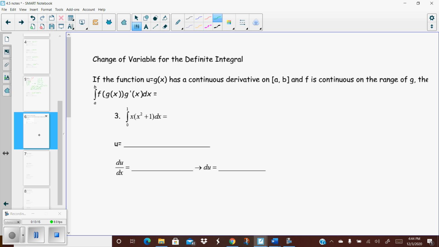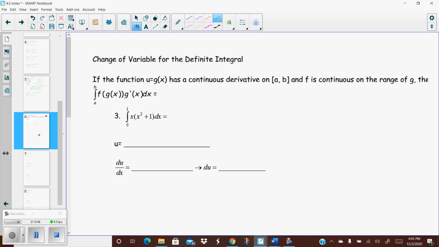All right, so I said that there was a second way to do a definite integral. It's what's called the change of variable for the definite integral. It says that if the function u equals g of x has a continuous derivative on a to b and f is continuous, then your integral is what it is there. So I'm not going to write that specific part out right there, but the important thing is there's another way to do this problem.